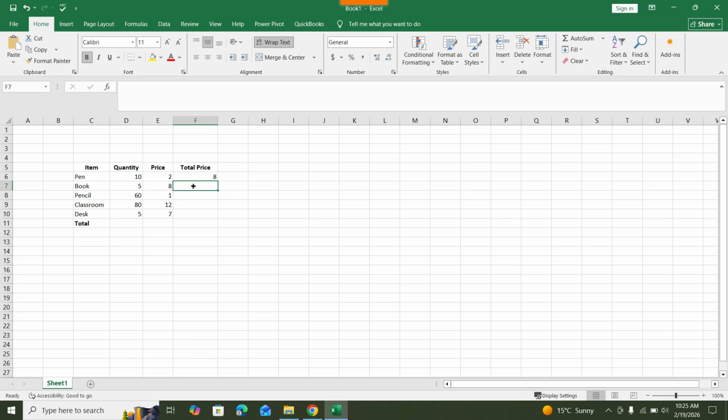But in Excel, we can minus different cells. Like if I want to minus D6 with D7, I'm going to enter the symbol equal, select the one cell, minus symbol, then other cell. Enter. It will show you the result.